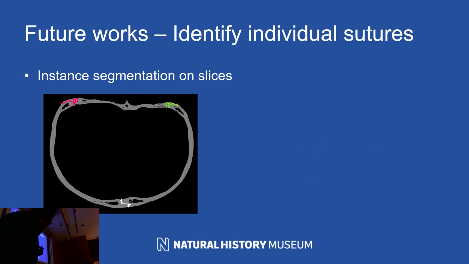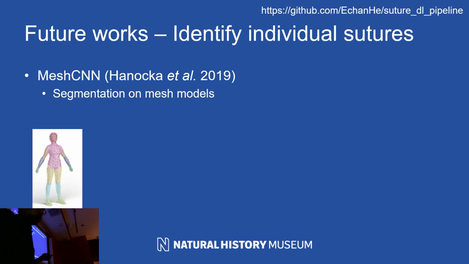So the future work is obviously identifying individual sutures. Hopefully we can apply instance segmentation on these slices and then identify these sutures as different classes. Instead of doing this, another possible way is maybe we can just segment straight on the mesh data. Some studies have tried to use segmentation on mesh models, but they're more like simple meshes, with no internal structure.